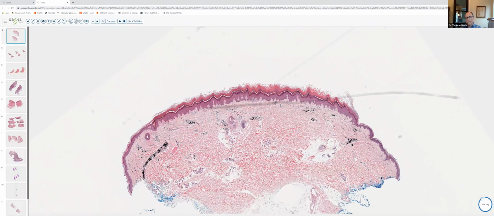And this is Monsel solution, or Monsel's tattoo, Monsel's reaction. Monsel's solution, of course, is ferric subsulfate. That's a 20% solution of aqueous ferric subsulfate. And one gets the presence of siderophages within the dermis as a result.